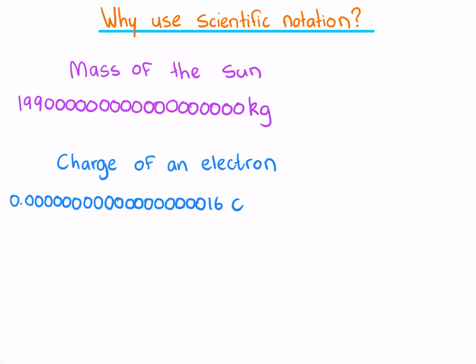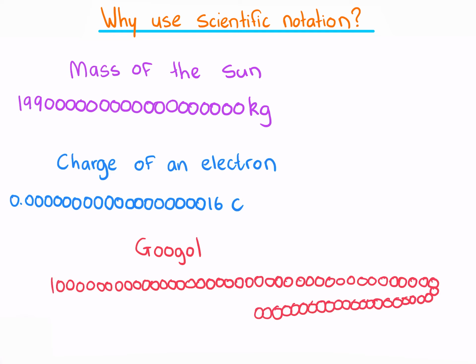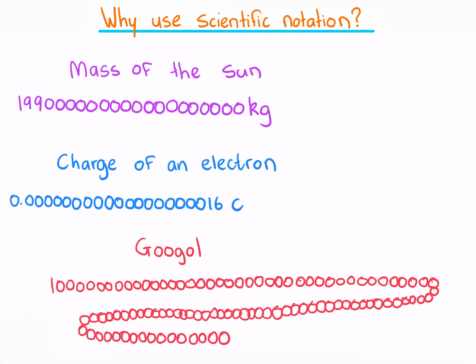Let's go a little bit further. Let's consider a googol, a number that inspired the naming of the Google we're more familiar with. So obviously I'm leading into this easier way, which is scientific notation, but how does it work?